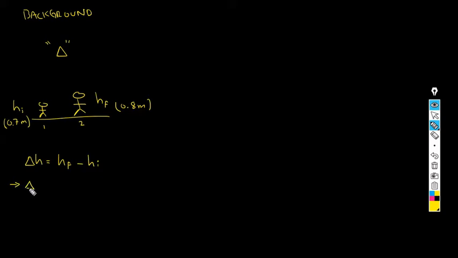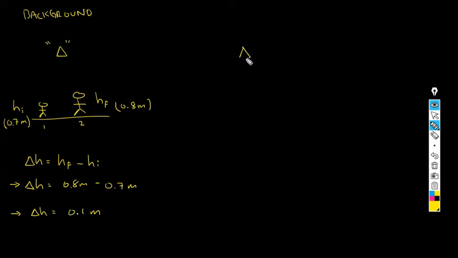And what that means is that the change in height is equal to the final height, which was 0.8 meters, minus the initial height, which was 0.7 meters, and that gives me a change in height of 0.1 meter over a period of 1 year. Okay, so that's how we use this notation, this letter. It's called delta. It's a Greek letter, and we use it in this way in order to express change.